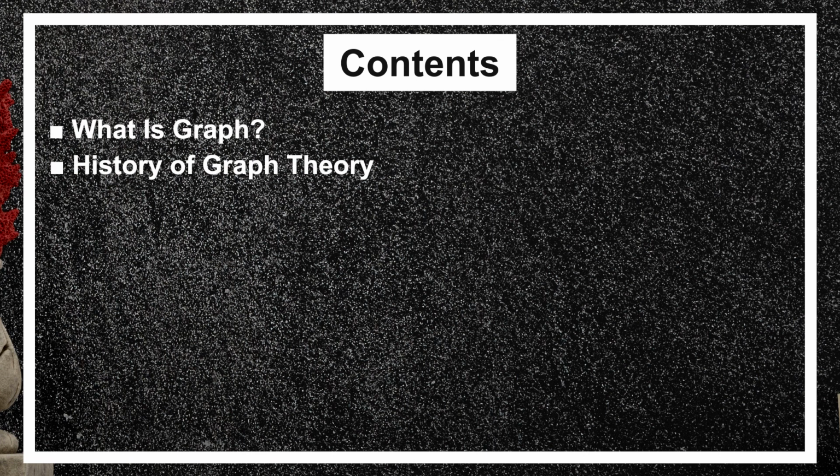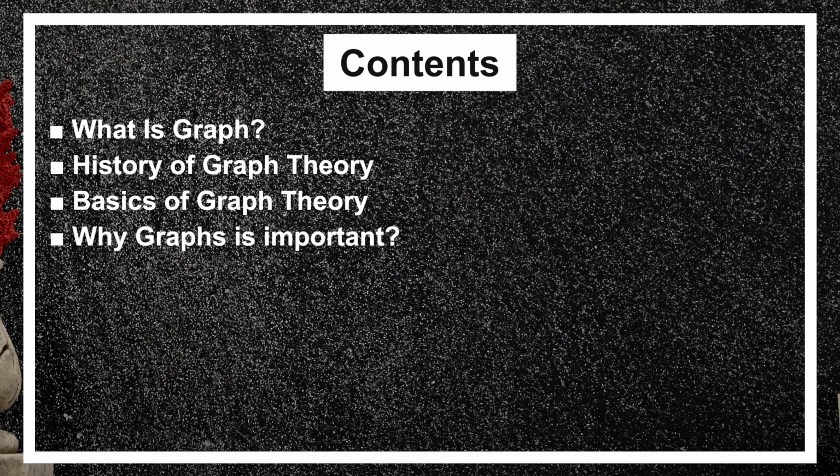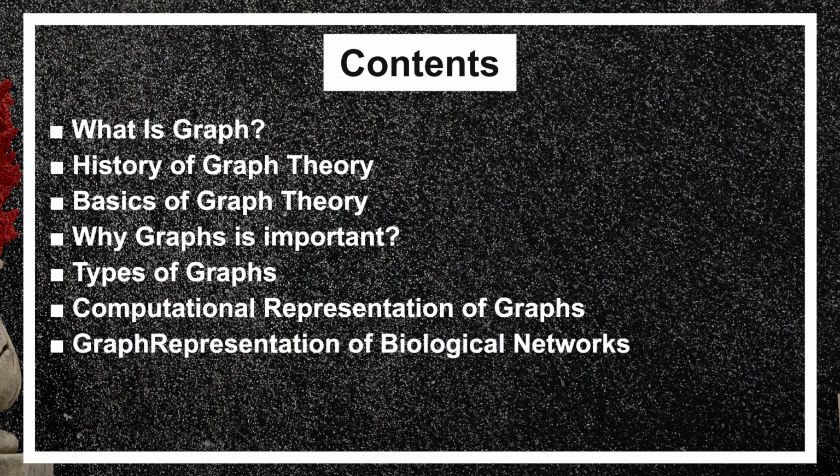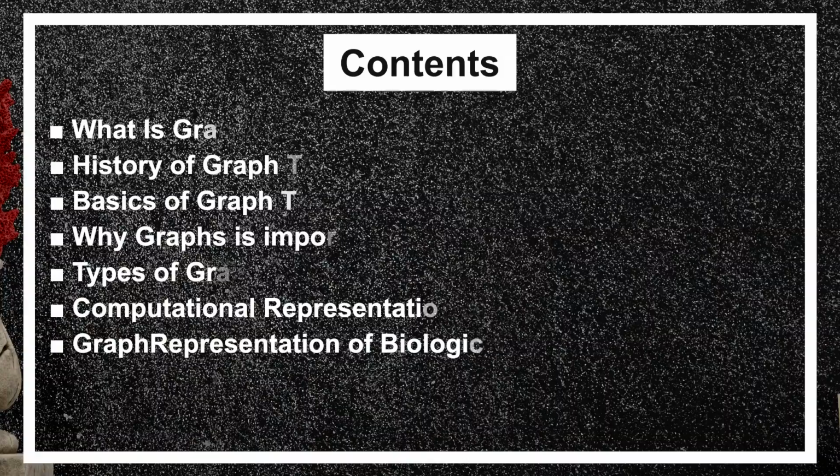In the present lecture, we will cover the following contents. We will see what is a graph. We will also see the history of graph theory, then we will jump into the basics of graph theory. We will take some examples and understand with the help of certain examples. Then we will see its importance, we will also see the types of graph and we will check the computational representation of graph, and finally, we will also check graph representation of biological networks.